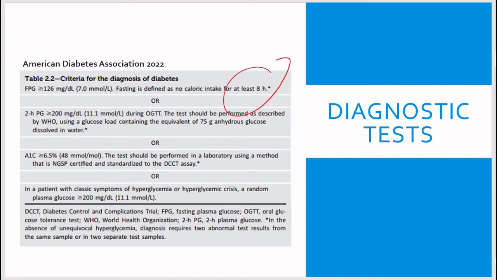A 2-hour plasma glucose during an oral glucose tolerance test of greater than 200. This is performed by a glucose load containing 75 grams of glucose. You wait 2 hours and then you check the patient's glucose. And an A1C greater than 6.5. Also, it is diagnostic in patients with classic symptoms of hyperglycemia or hyperglycemic crisis. Hyperglycemia symptoms include polydipsia or polyuria. If they have a random plasma glucose of greater than or equal to 200 with a symptom of hyperglycemia, then that's diagnostic for diabetes.